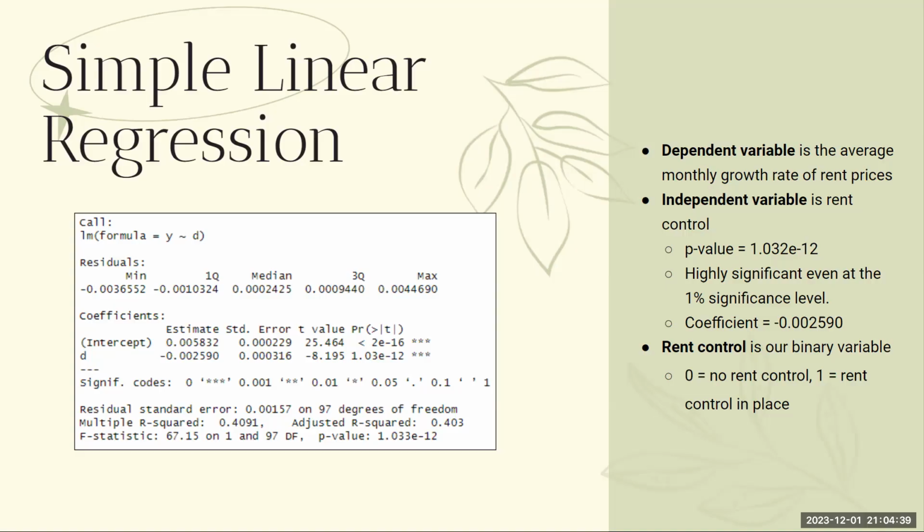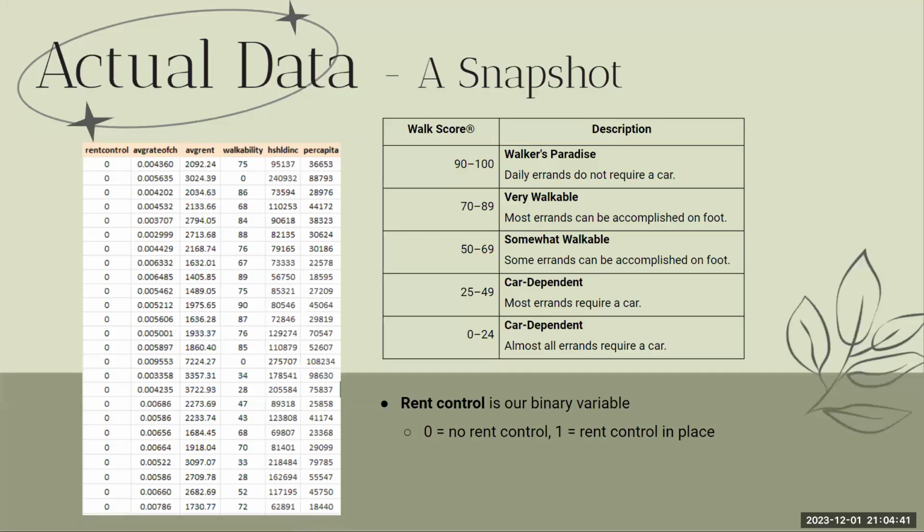And then moving forward, to account for other independent variables, we also conducted a multiple regression model in R. And so this is a snapshot of the data that we use, and the additional variables that we included are average rent, household income, per capita income, and walk score. And so this table shows how walk score ranks its tiers. It was measured by analyzing the walking routes to amenities in each category. The higher the score, the closer the zip code is to amenities.